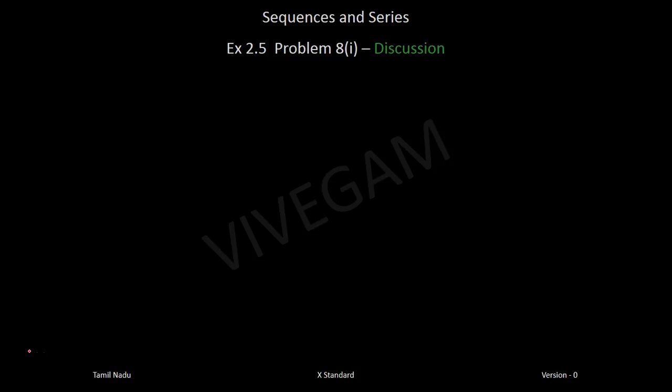Exercise 2.5, problem 1, 8, subdivision 1. So let's read the problem. Find the sum of the first n terms of the series 7 plus 77 plus 777, and it goes on. We have to find the sum of n terms of this series.